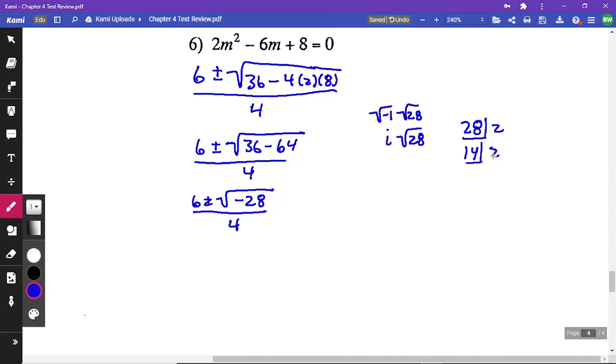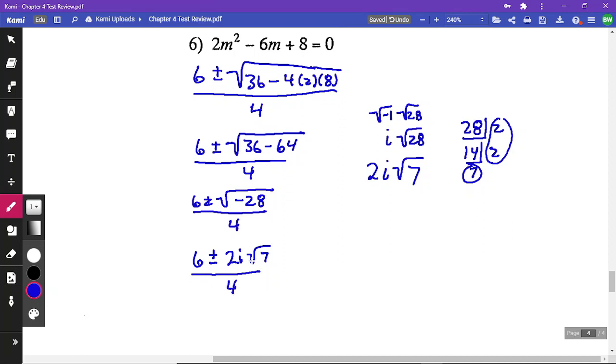Okay, we're going to do 2 again. Yep, we get 7. So there's a pair of 2's there, so out front there's a 2. The i is still there, and out front there's a 2. We'll put it on this side of the i. Inside the radical, there's a 7, and that's it. So we get 6 plus or minus 2i times the square root of 7, and that's all over 4.